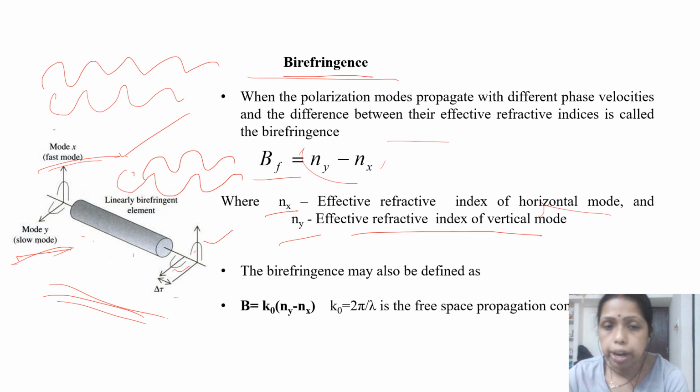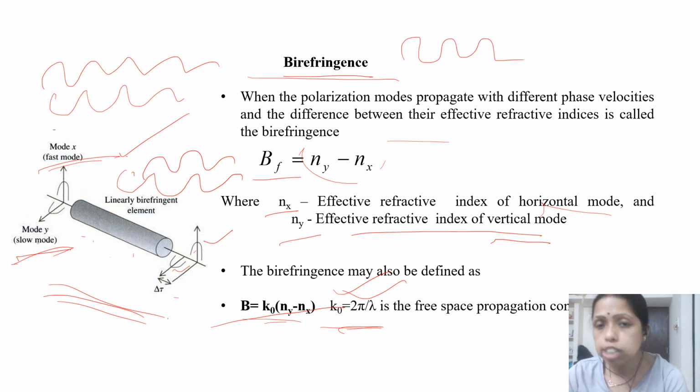Birefringence is defined as the difference between the effective refractive index in the horizontal mode and the vertical mode. Birefringence can also be defined as B equal to K naught times Ny minus Nx, where K is 2 pi by lambda. This is called the free space propagation constant. For any wave whose velocity or amplitude is not changing over time, the phenomenon is defined by the free space propagation constant. That's why the name comes, K is equal to 2 pi by lambda.